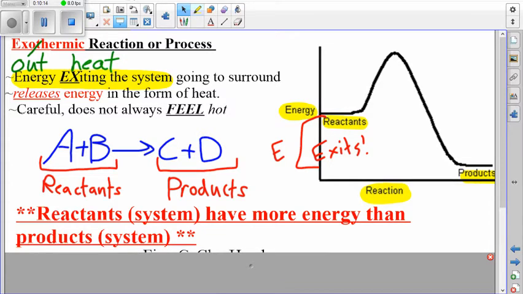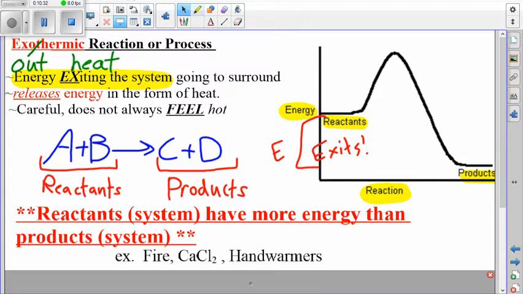So I could ask you to draw this graph, be like, hey, draw me an exothermic graph. Or it could be like, which one of these is an exothermic graph? Or you look at a problem, you realize it's exothermic, and then you're asked to pick the graph that matches the reaction you just studied. A lot of ways we could talk about this. Some examples: fire, calcium chloride, hand warmers.